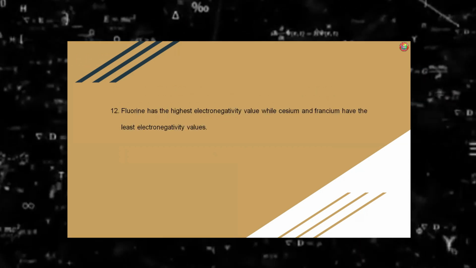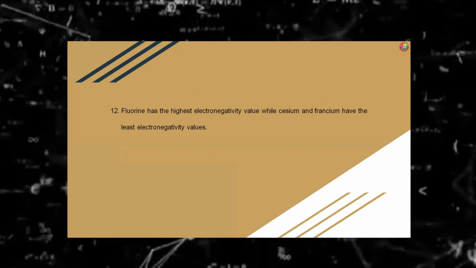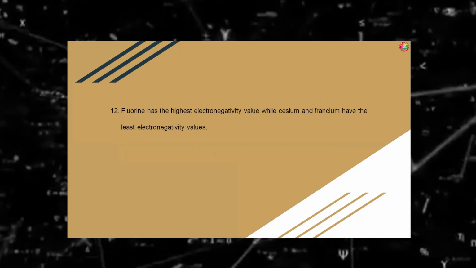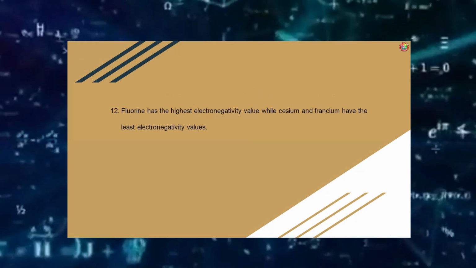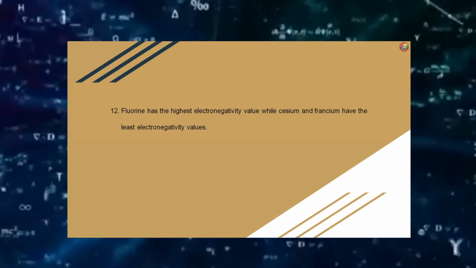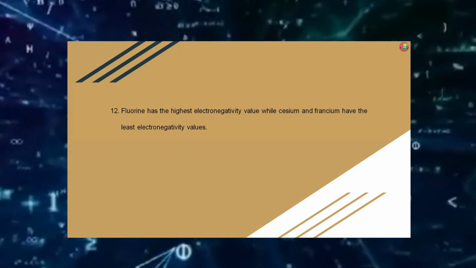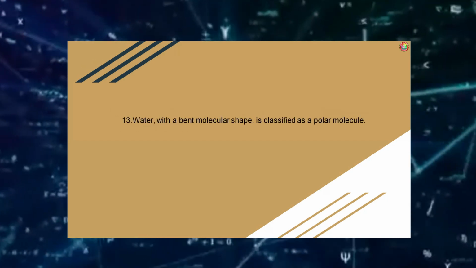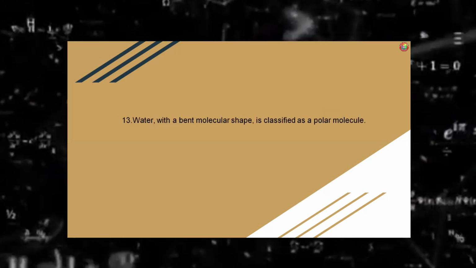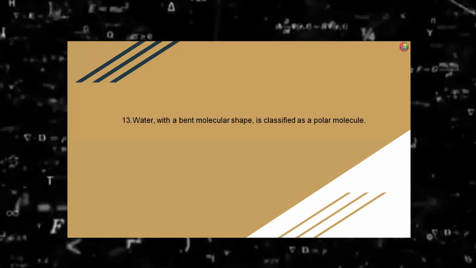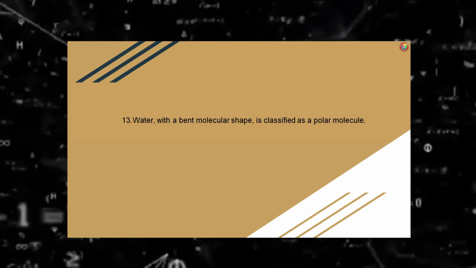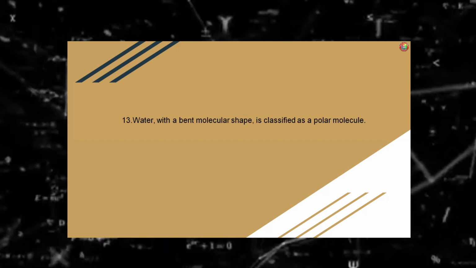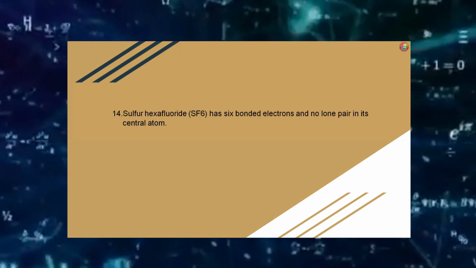12. Fluorine has the highest electronegativity value, while cesium and francium have the least electronegativity values. The answer is false. 13. Water with a bent molecular shape is classified as a polar molecule. The answer is true.